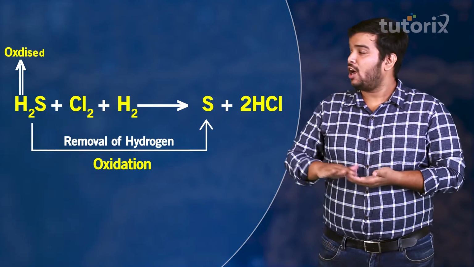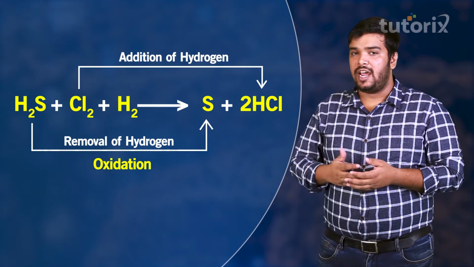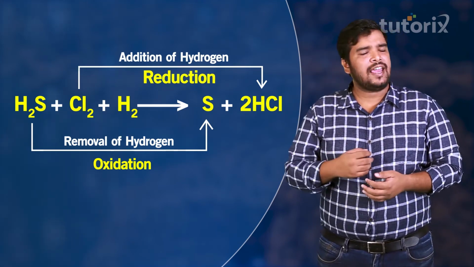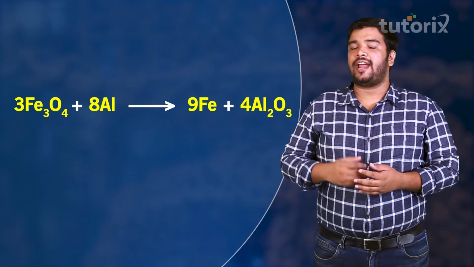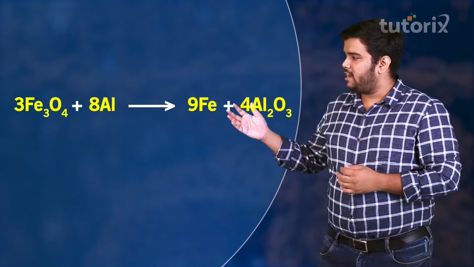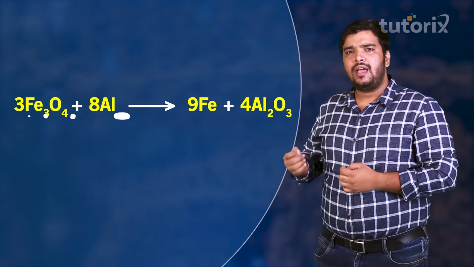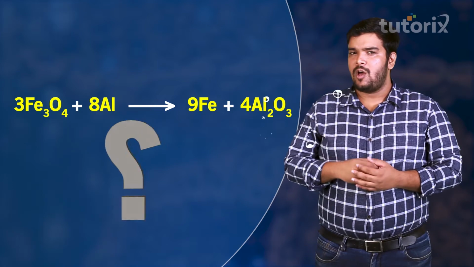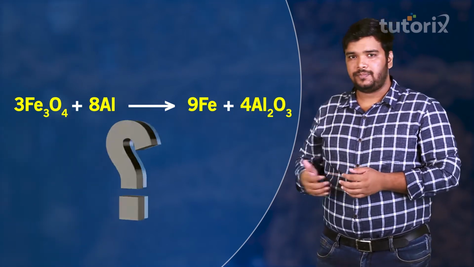And if you notice chlorine, hydrogen is being added to chlorine. And what is addition of hydrogen? Well, it is reduction. Therefore, we can say that chlorine is being reduced to HCl. Now, let's look at one more reaction. So here we have Fe3O4 reacting with aluminium to form iron and Al2O3. So can you guess which one is getting oxidized and which one is getting reduced here?